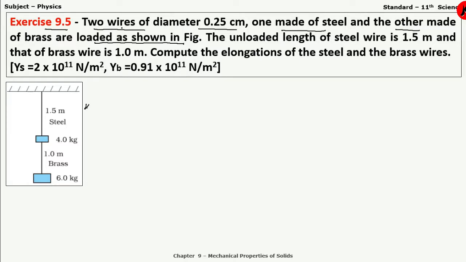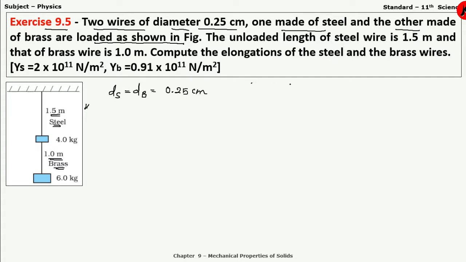We have two wires, one made of steel and the other made of brass, both having the same diameter, 0.25 centimeter. The unloaded length of the steel wire is 1.5 meter, and for the brass wire this length is 1 meter. What we need to calculate is to compute the elongation of the steel and brass wire.